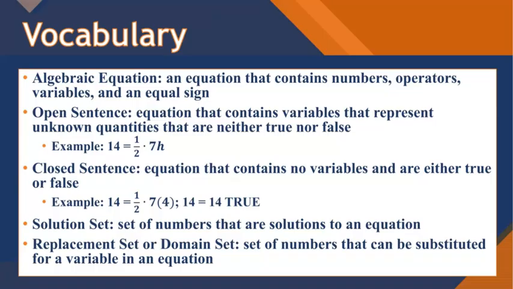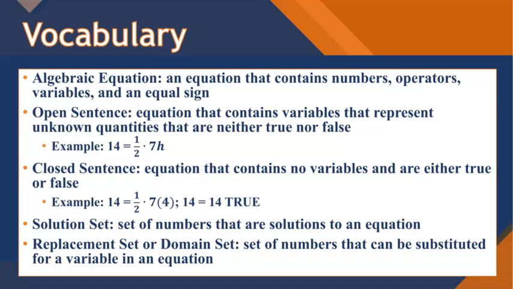So an example: 14 is equal to 1/2 times 7 times h. h is the unknown. We don't know what that would be, so we can't say this is true or false. A closed sentence is an equation that contains no variables and is either true or false. So if we take that same example and say 14 is equal to 1/2 times 4 times 7, 14 does equal 14, so we would say that statement is true.